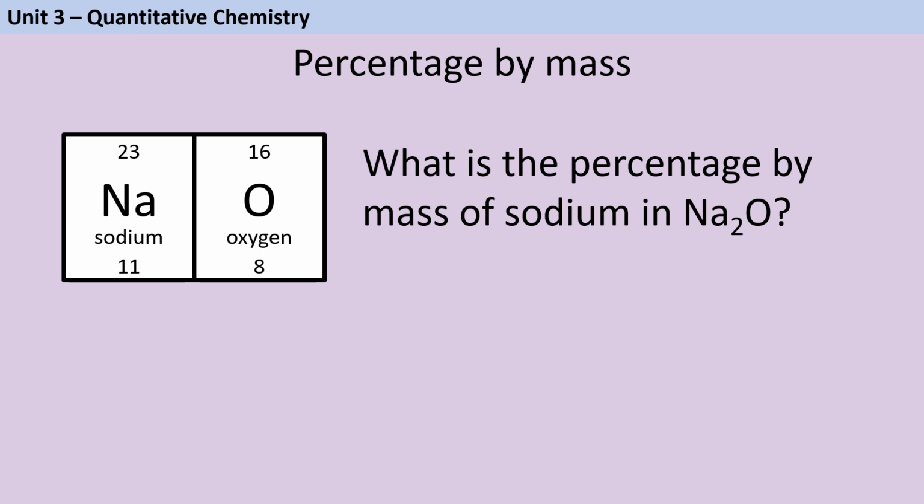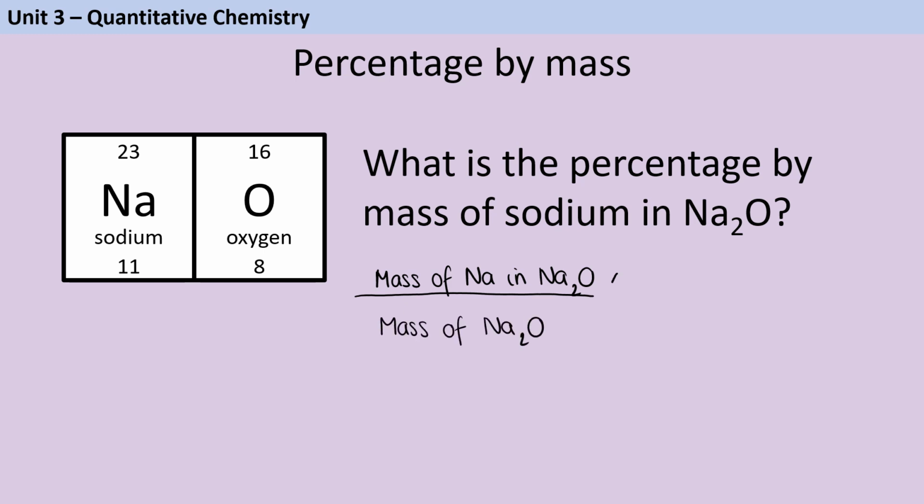We can use the relative formula mass to calculate the percentage by mass of a particular element in a compound. So let's say we were asked to calculate the percentage by mass of sodium in sodium oxide. In other words, what percentage of that compound is just sodium? I'd start out by calculating the mass of sodium in sodium oxide. So not just 23, which is the mass of sodium, but 23 times 2, because there are 2 atoms per formula unit. Then I would divide that by the total mass of sodium oxide, which I worked out in the previous slide. And then I would multiply that by 100 to turn it into a percentage.